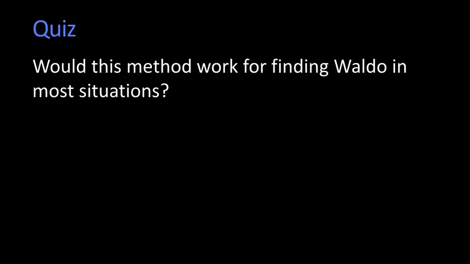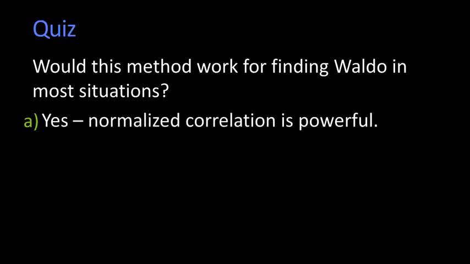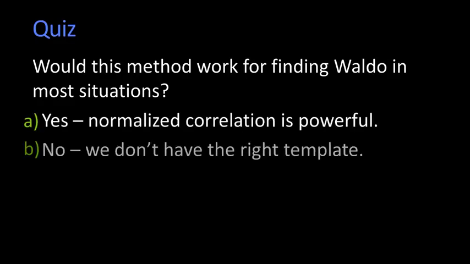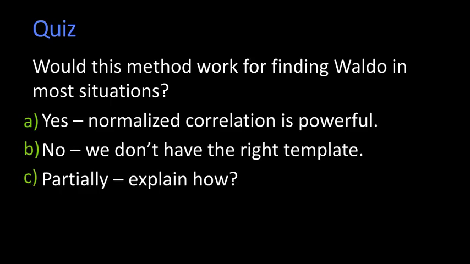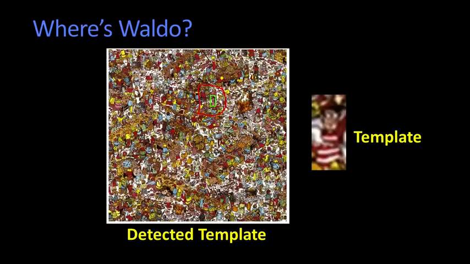Here's a question for you. Would this method actually work for finding Waldo in most pictures? A, yes, normalized correlation is a powerful thing. B, no, we don't actually have the right template. C, partially. Explain how. Whenever I ask you that, the answer is always partially, explain how. And here's why. Yes, normalized correlation is powerful if you happen to have the template. And in here for Waldo, we had the exact template. How do I know? I actually cut it out of this picture to begin with, and I made a template out of it.